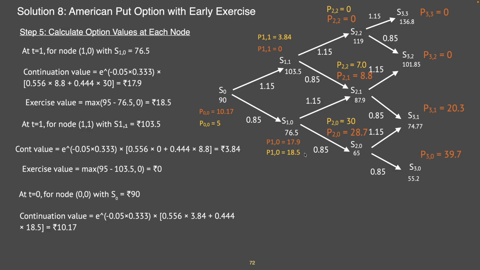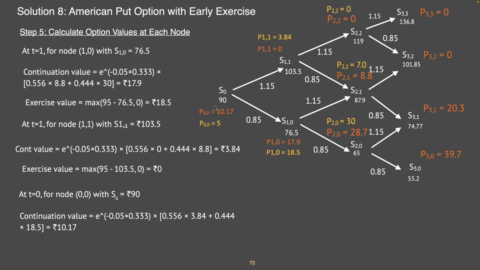So here what did we do? Here what have we taken? See, you can see the continuation value is 0.5, that is this particular node. Okay, 0 node. Here the continuation value for the up move is 3.84, whereas for the downward move, the continuation value is 17.9, but the early exercise value is 18.5. So we have to consider the early exercise value, which is higher than the continuation value. That is what we have done here.